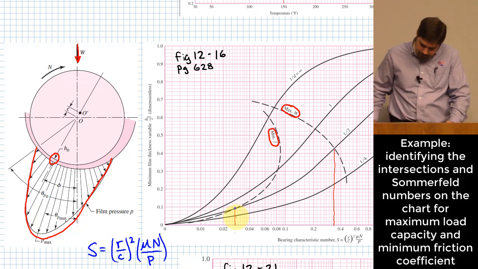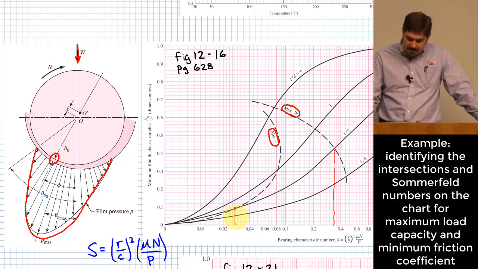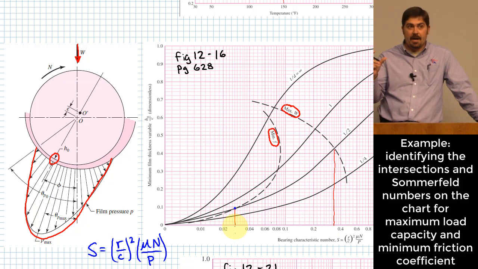Okay, and this gives us two different Sommerfeld numbers. Then we're going to try to find a C value that puts us basically halfway between those two locations. I need to say that a little bit differently. We need to find the C value that puts us at each of these locations and then choose a C value that's halfway in between those, because that's not exactly the same outcome as what I said the first time.